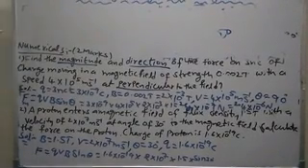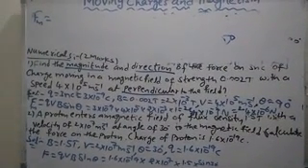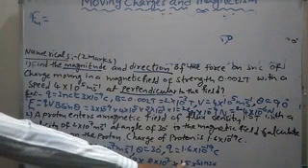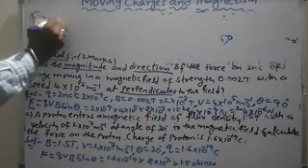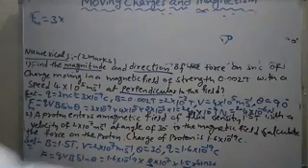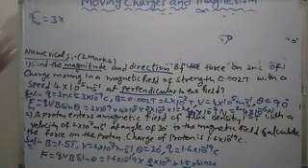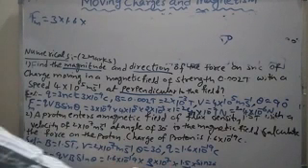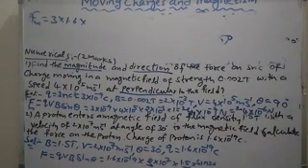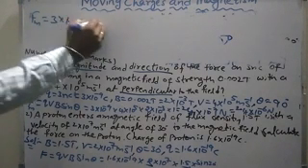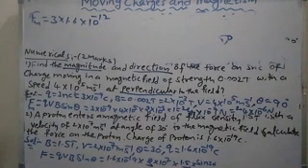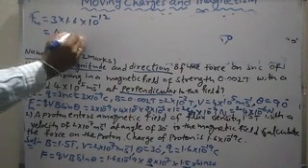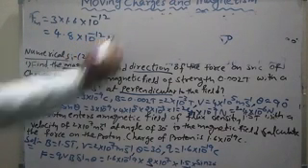Calculate the magnetic force Fm. 1.5 into 2 is 3. 3 into 1.6, and 10 to the power of minus 19 plus 7. How much, students? 19 minus 7 is 12, so minus 12. 10 power minus 12. 16 times 3 is 48, so 4.8 into 10 power minus 12 Newton.